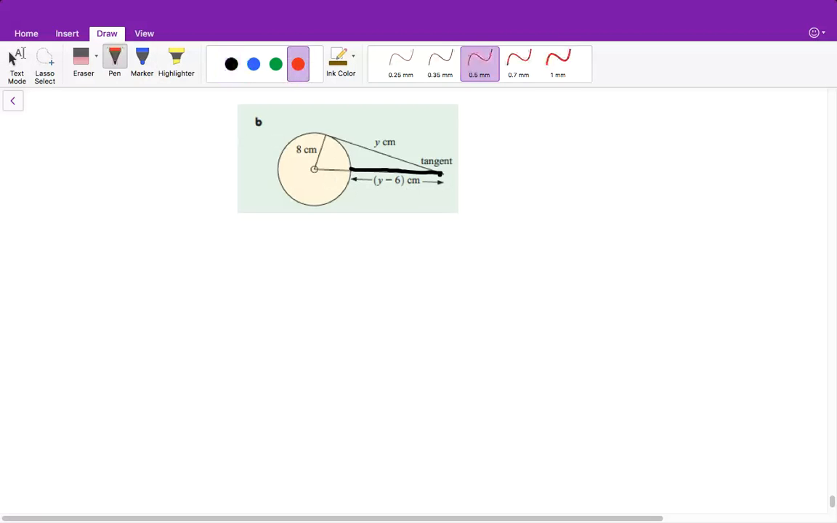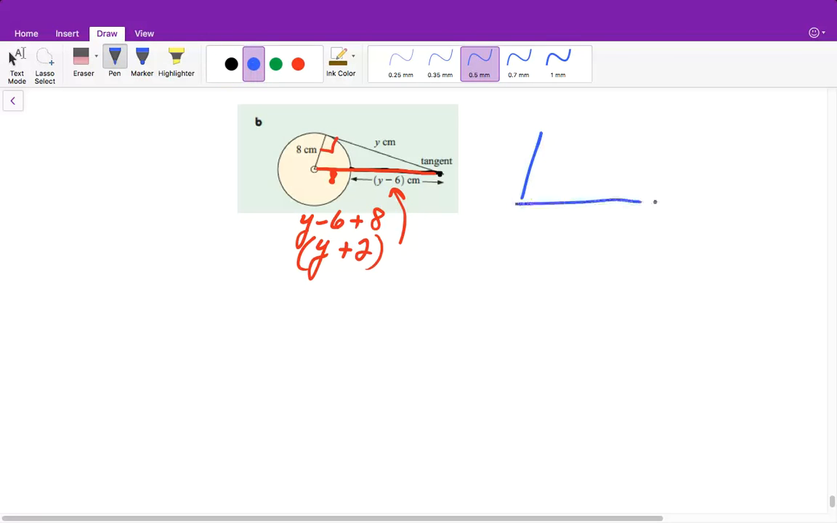So our radius doesn't change in the circle. Since it's 8 there, it's 8 here as well. So in order to get this entire distance of this red line, it would be y minus 6 plus the radius, which is 8. So that means it's actually equal to y plus 2. And we know that our tangent forms a right angle with our radius. So now we can set this up because we have a right triangle in which our hypotenuse is y plus 2. We don't know the tangent, so that's y, and our radius is 8.